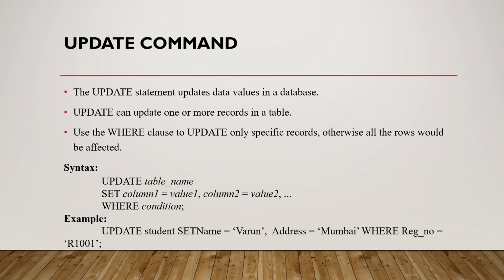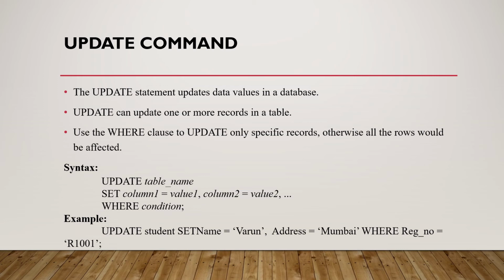Syntax: update table name, set column 1 equal to value 1, column 2 equal to value 2, and it goes on where conditions, ends with semicolon. Here, update, set, where are the keywords. Table name is the name of the table, and column 1 is the name of the column which you are going to modify the values, and value 1 is the modified values. And condition is used to check the row which we are going to update.